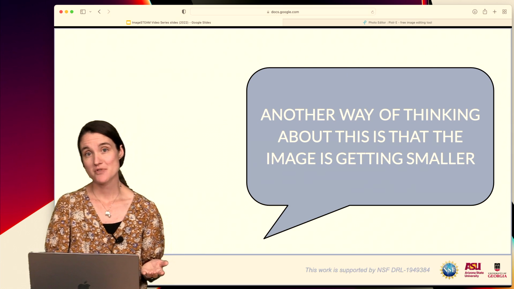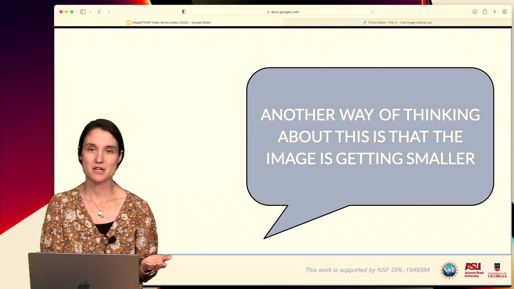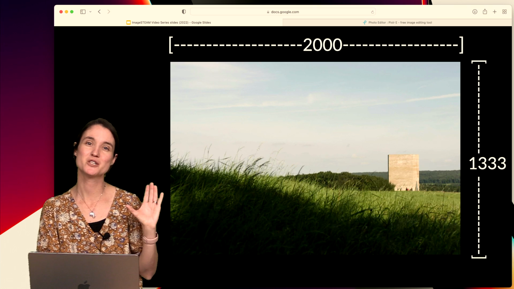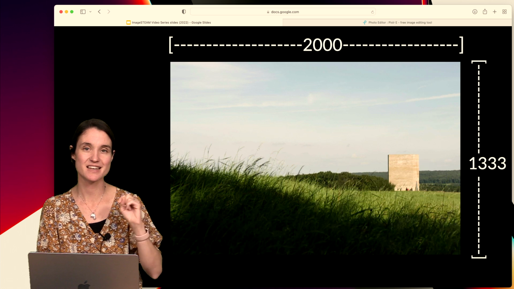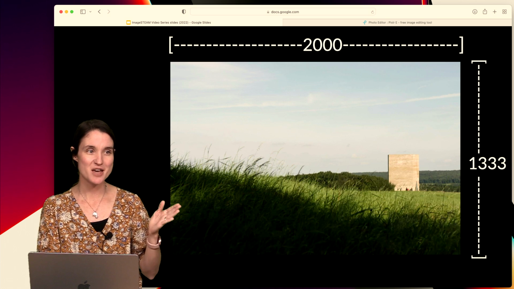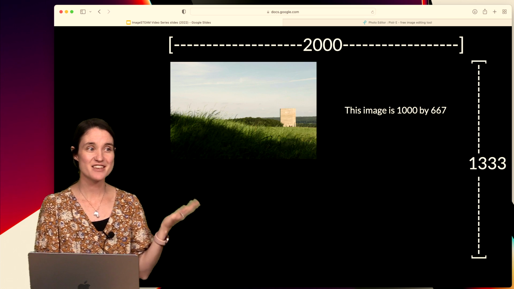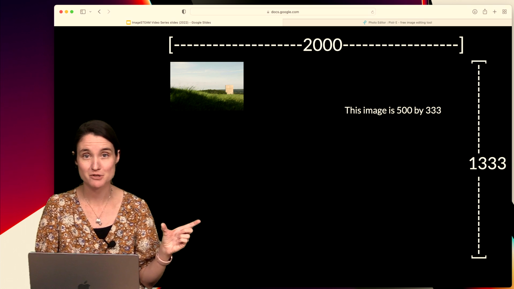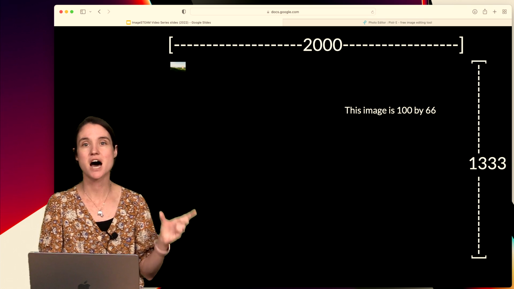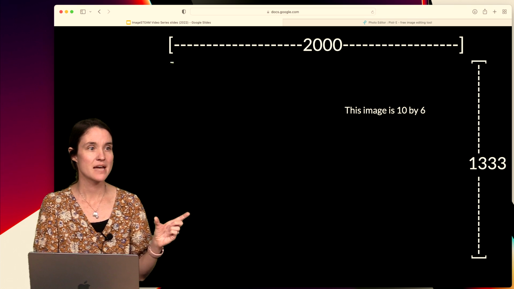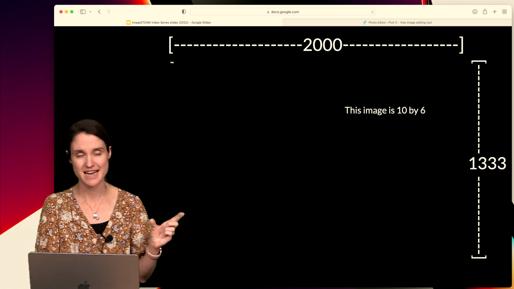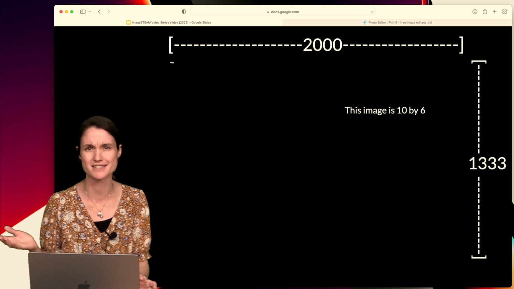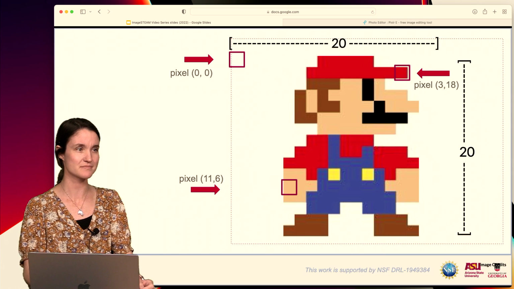Another way of thinking about this is that we're just making the image smaller. So I'll show you again, but this time we'll look at the size of the image instead of the size of the pixel. So it's 2000 by 1333. Now this one is 1,000 pixels across. This one is 500 pixels across. This one is 100 pixels across. And this one is 10. Actually, that little dot is probably bigger than 10 pixels. This is just the smallest that Google Slides would let me make my image.